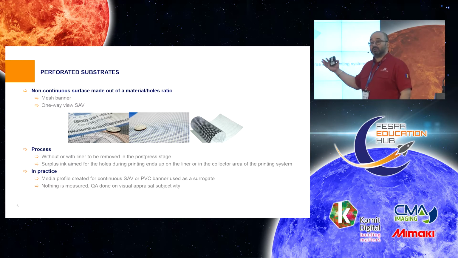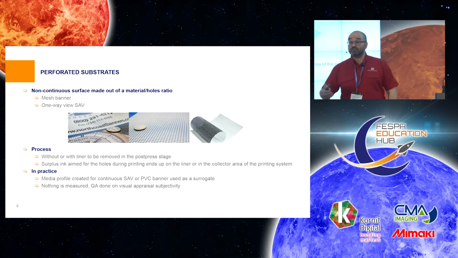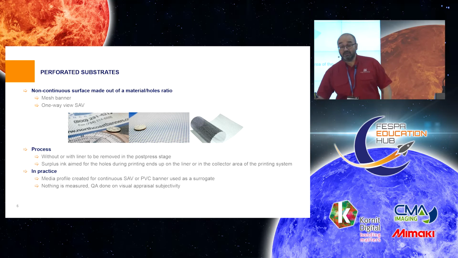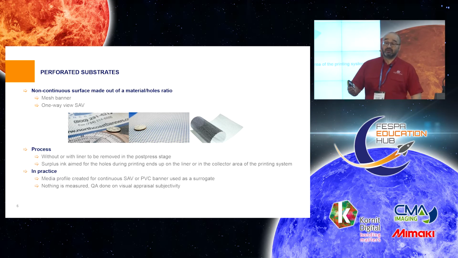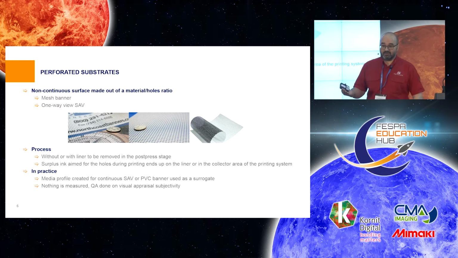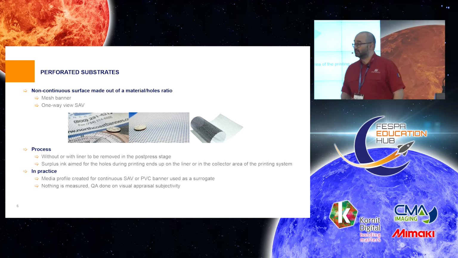What we find out in practice is that printers, generally, do not measure it. They simply use a surrogate media setup coming from either a self-adhesive vinyl, for example, for one-way graphics, or from PVC banner for the mesh. So they do not measure it. They simply take a surrogate media set and use it for printing. And the results are, most of the time, acceptable, but not of very good quality. So how can we improve this?